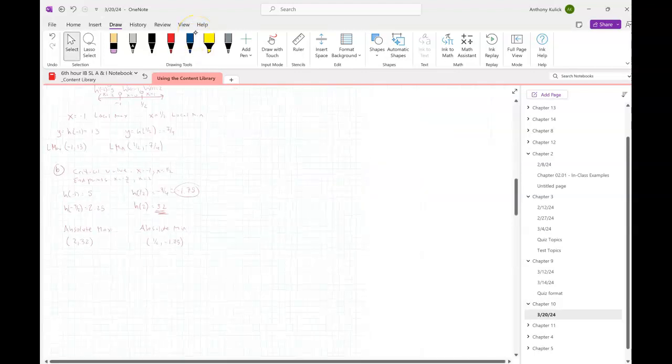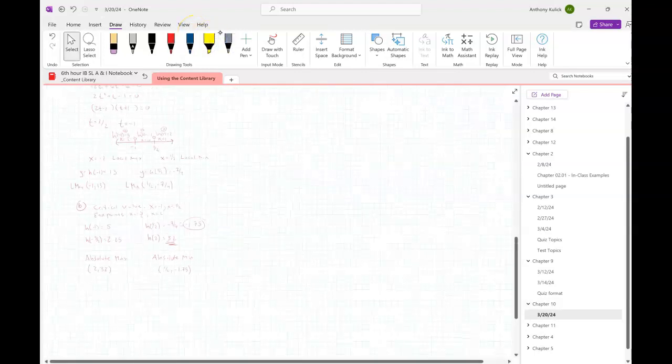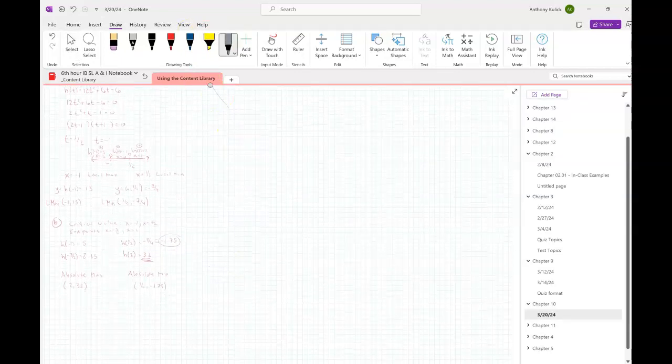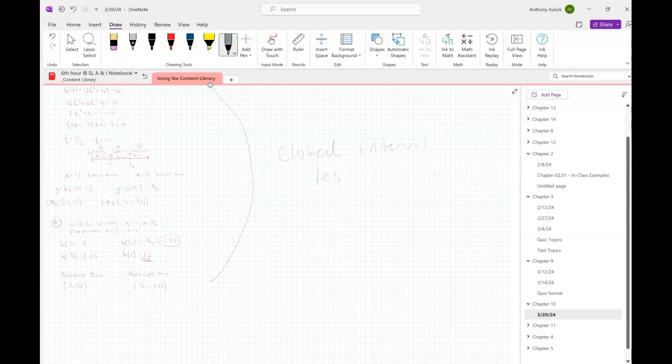This process that we've just looked at here, where we considered the endpoints as well, this is called the closed interval test for extrema. And I'm going to write absolute in there.